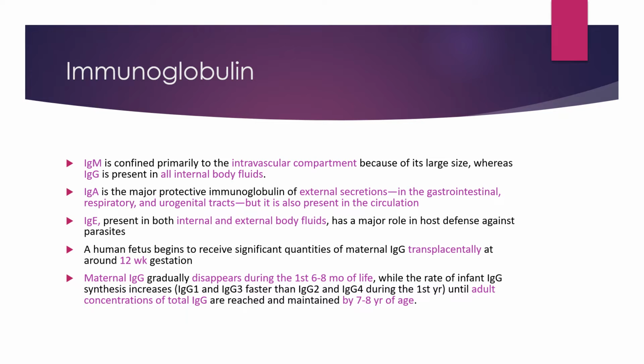Now I'll speak about some information about immunoglobulins. Because at the end of this presentation there are questions, and the information written here is important. IgM is confined primarily to the intravascular compartment because of its large size, whereas IgG is present in all internal body fluids. Second point, IgA is the major protective immunoglobulin of external secretions in GI, respiratory, urogenital tracts, but it is also present in the circulation.